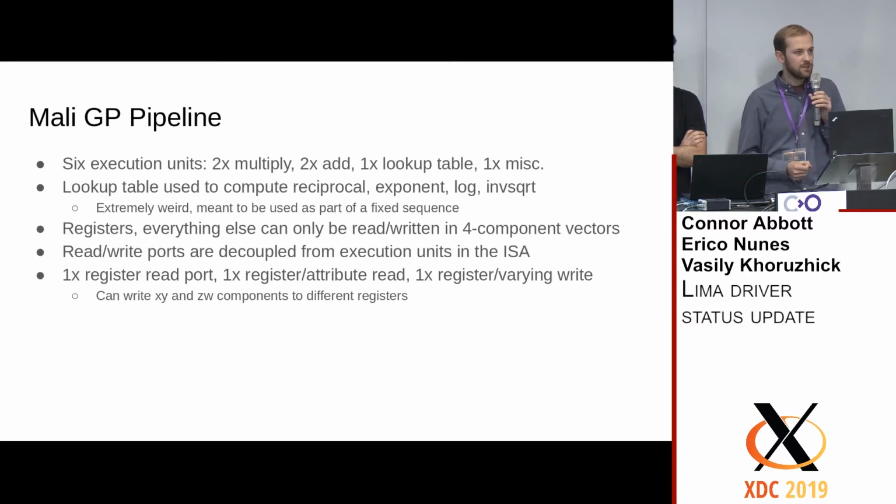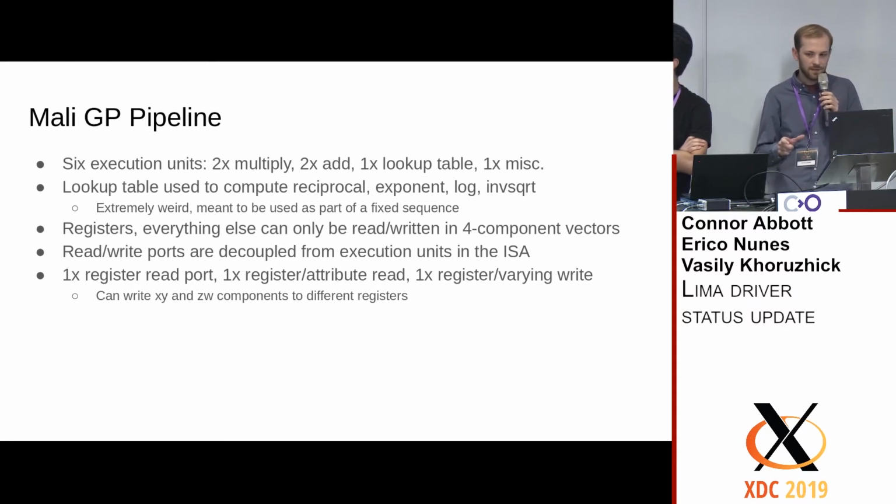And registers are extremely limited in what registers you can read and write, because, again, they wanted to save transistors, and being able to read lots of different things at the same time is expensive. You can only read 2 vectors of 4 registers per cycle, and you can write 1 vector of 4 registers per cycle.